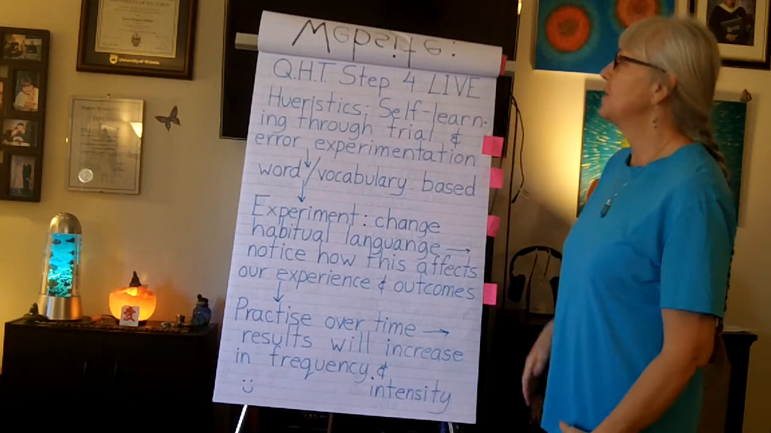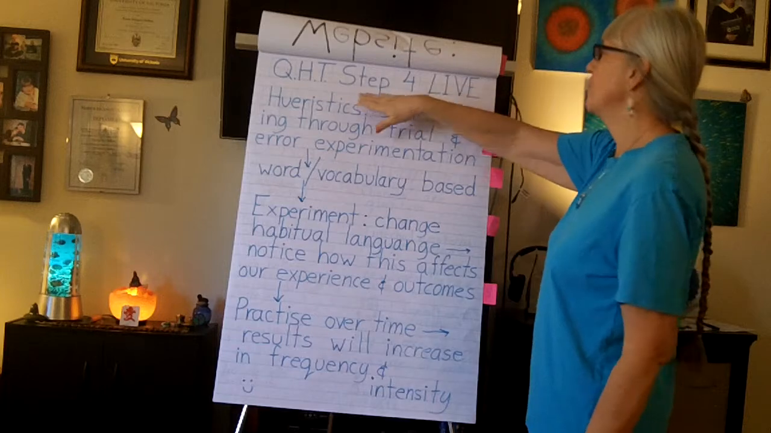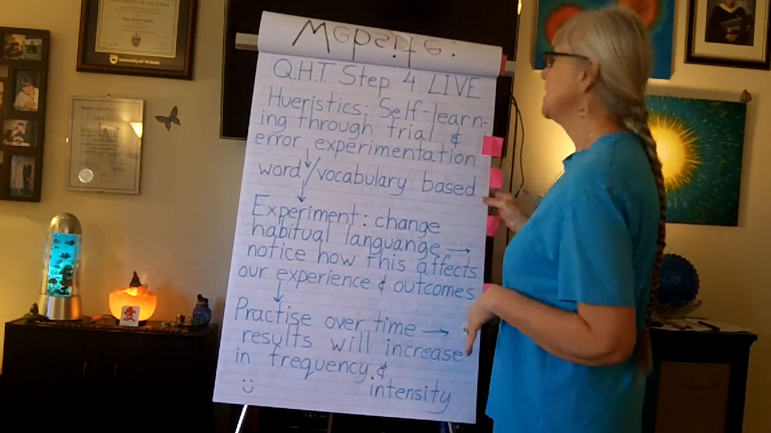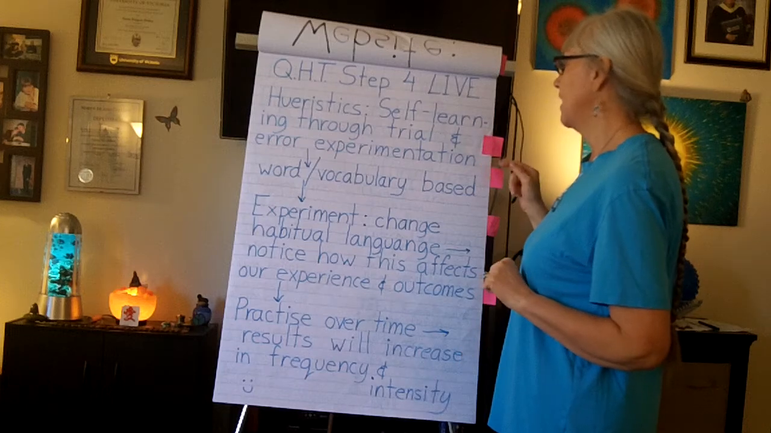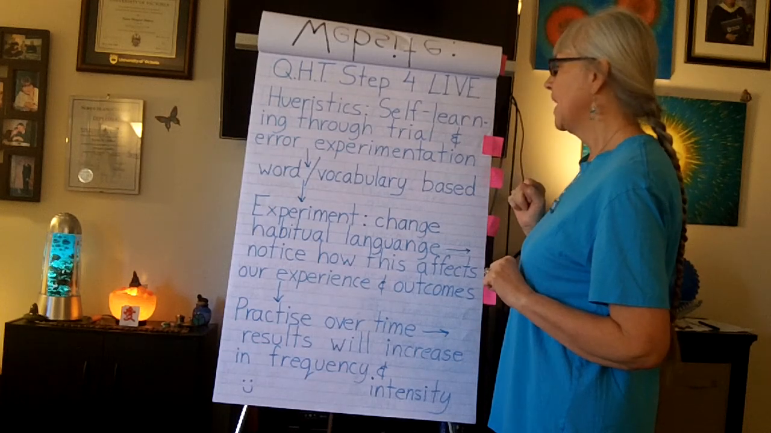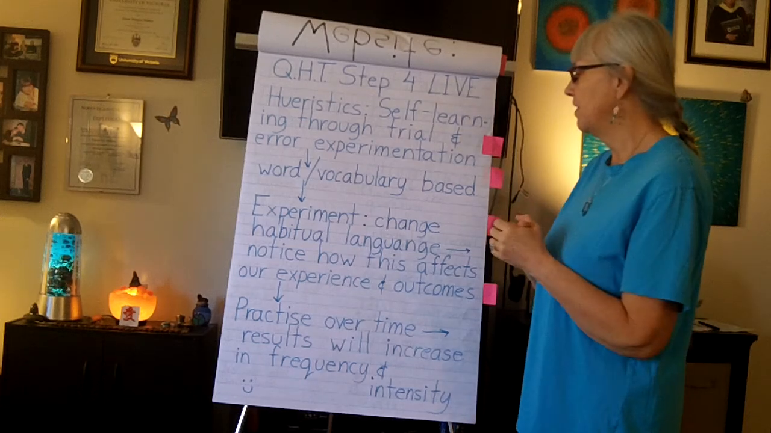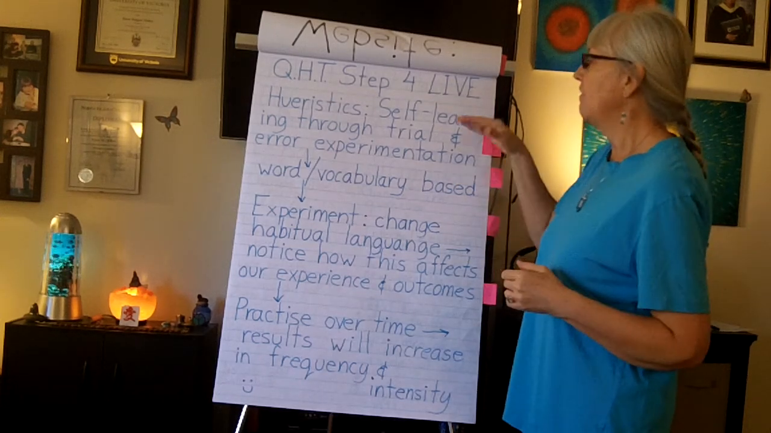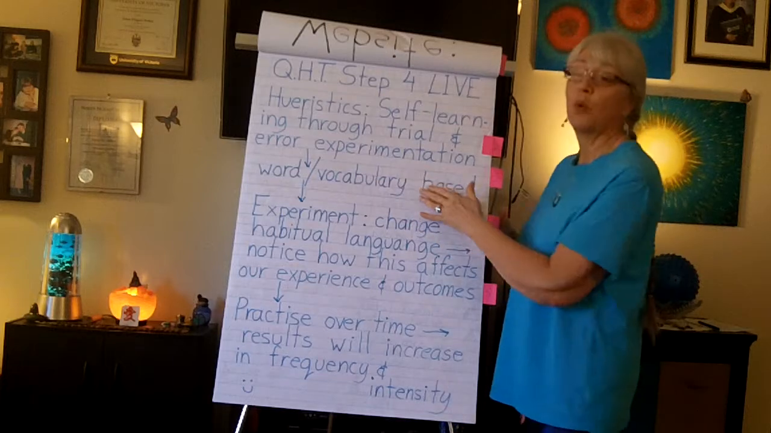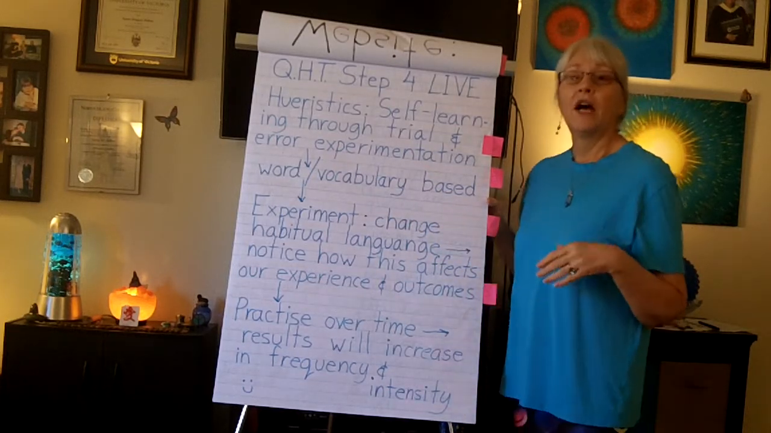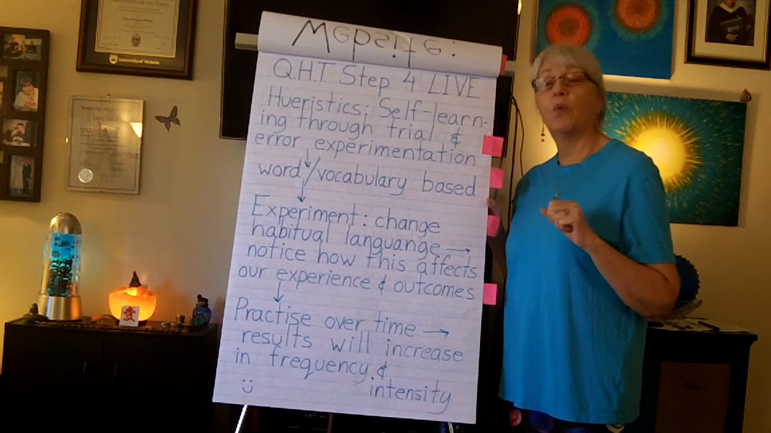So getting back to heuristics, this is Quantum Health Transformation Step 4, the live video. Heuristics is self-learning through trial and error experimentation. And I believe that in the human experience, the fundamental base of our learning experience stems from words and vocabulary. So this lesson is very much about taking a look at words.